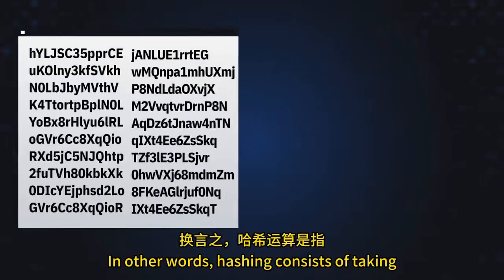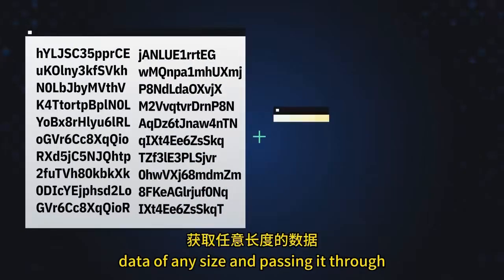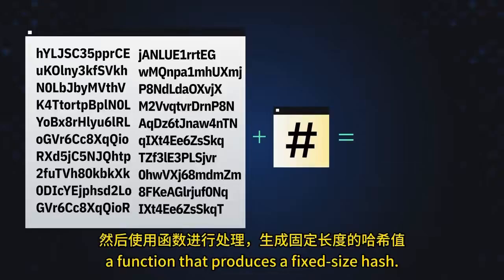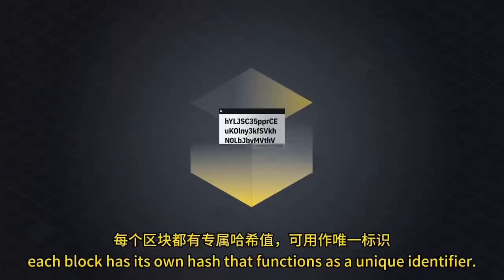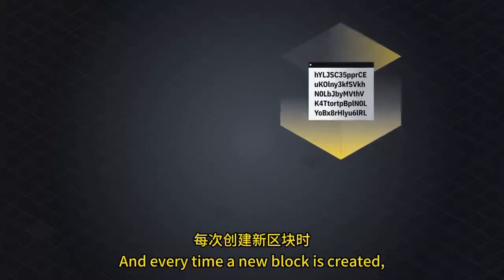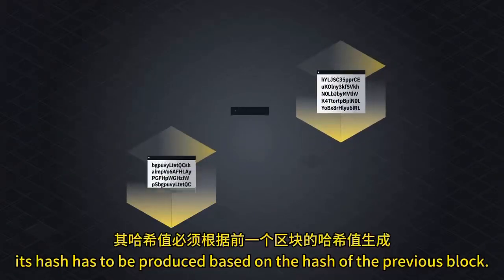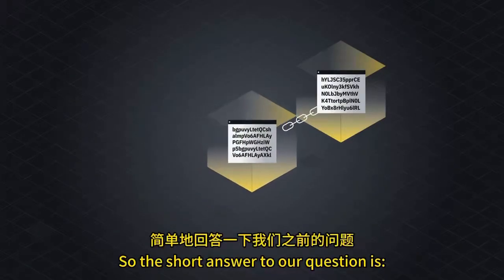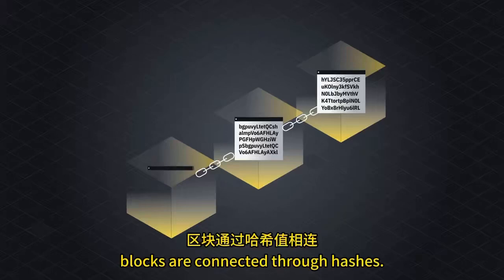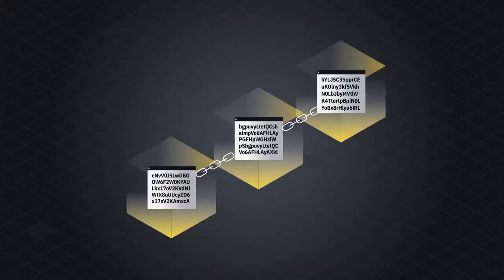In other words, hashing consists of taking data of any size and passing it through a function that produces a fixed size hash. In blockchain systems, each block has its own hash that functions as a unique identifier, and every time a new block is created, its hash has to be produced based on the hash of the previous block. So the short answer to our question is, blocks are connected through hashes.